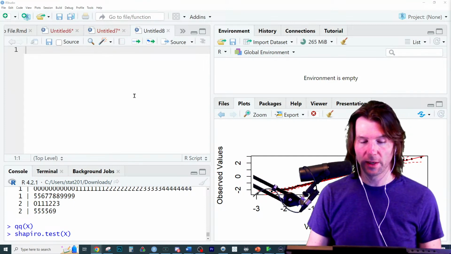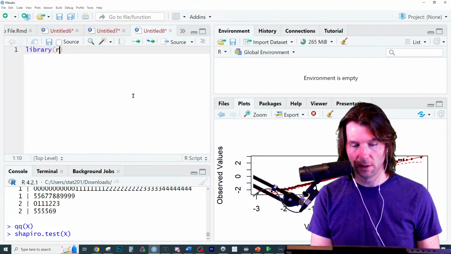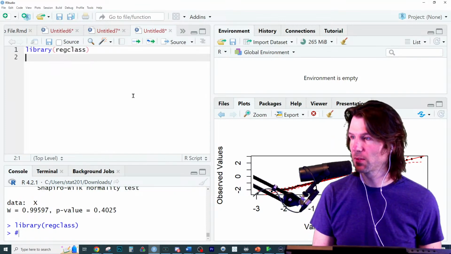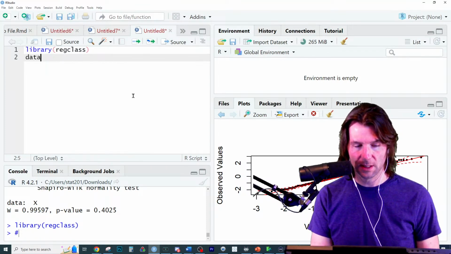But with BAS 320, we need to know how to use the associate function from library reg class. So let's load up a little bit of data right here.